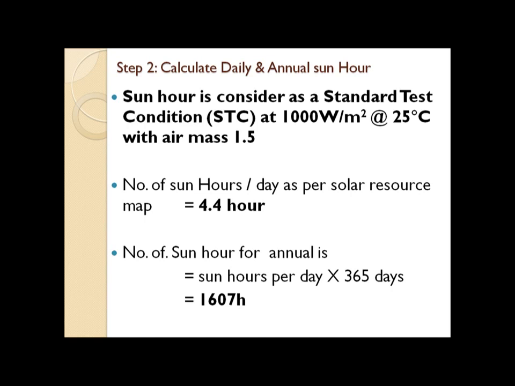So the standard test condition is 1000 watt per meter square at 25 degrees Celsius with air mass 1.5. 1000 watt is the irradiation rate, per meter square is nothing but area, 25 degrees Celsius is the nominal temperature, with air mass 1.5. So this is the condition in which the solar panel produces its output per area.